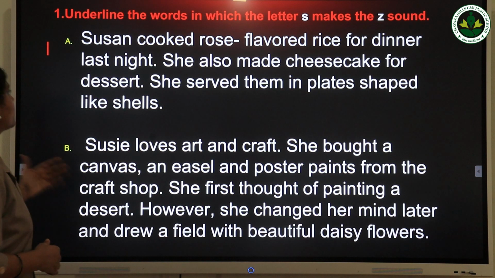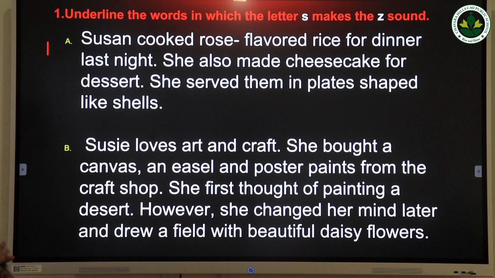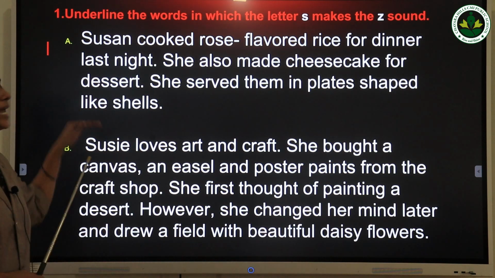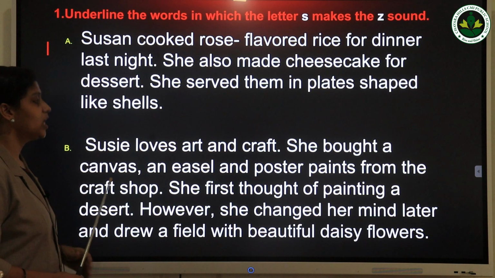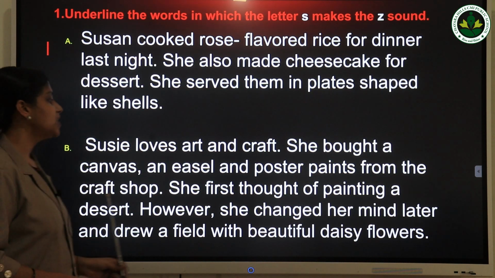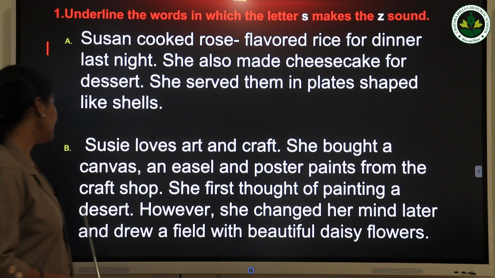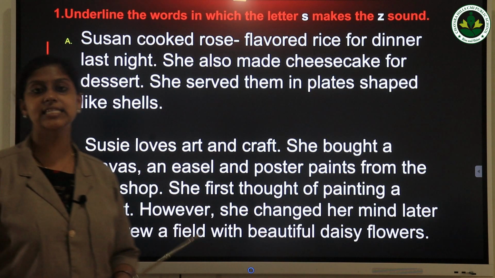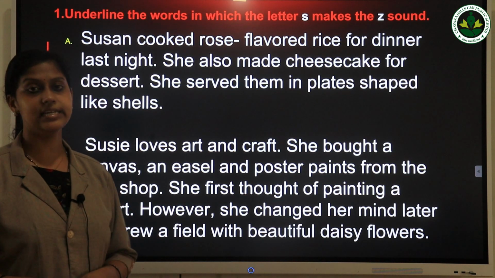First one: Susan cooked rose flower rice for dinner last night. She also made cheesecake for dessert. She served them in plates shaped like shells. Next one: Susie loves art and craft. She bought a canvas, an easel and poster paints from the craft shop. She first thought of painting a dessert. However, she changed her mind later and drew a field with beautiful daisy flowers.